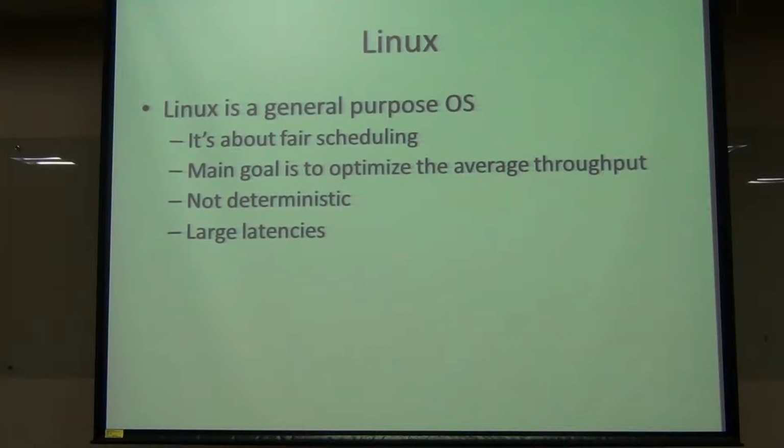So as we all know, Linux or Unix is conceived as a general purpose OS, so its main goal is throughput, not latency or real-time output. So it's for fairness as well as throughput. That means there's not much determinism, and the main goal is not low latency, which is the most important part of a real-time OS or real-time system.